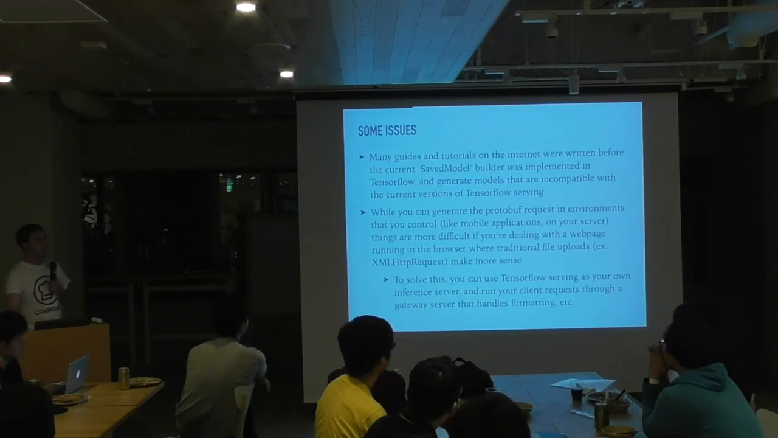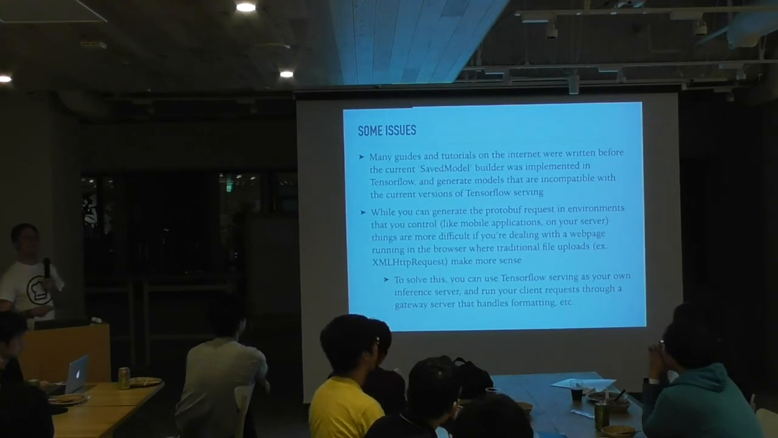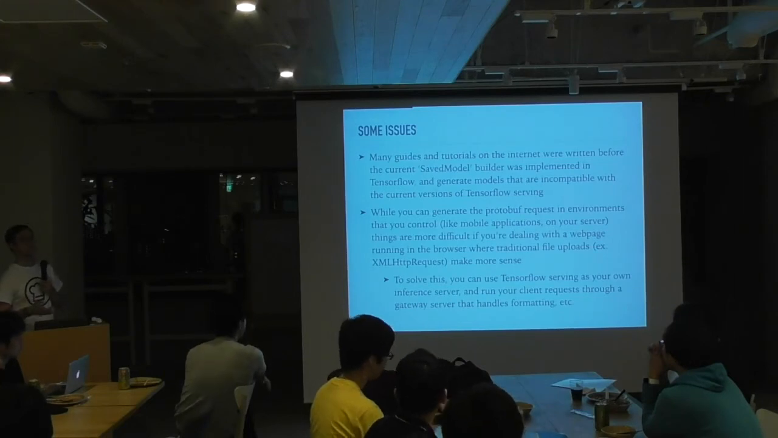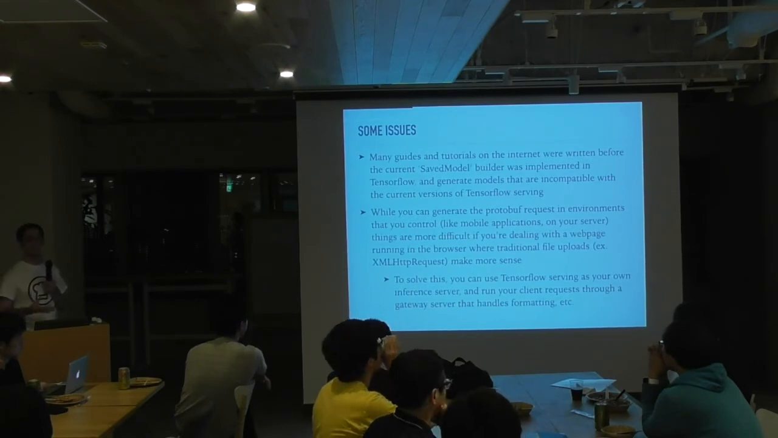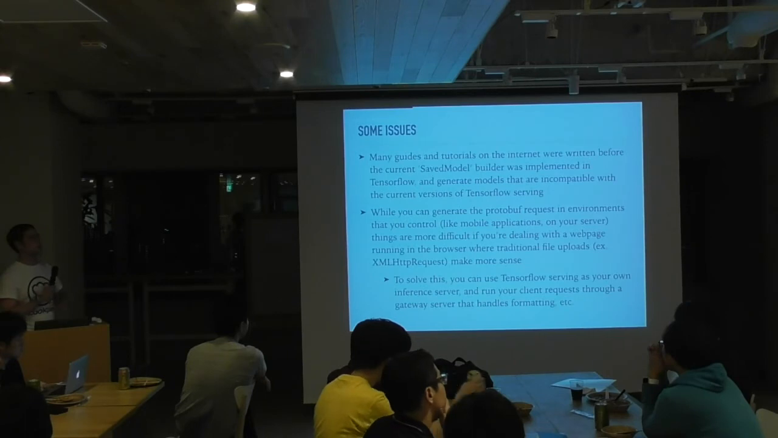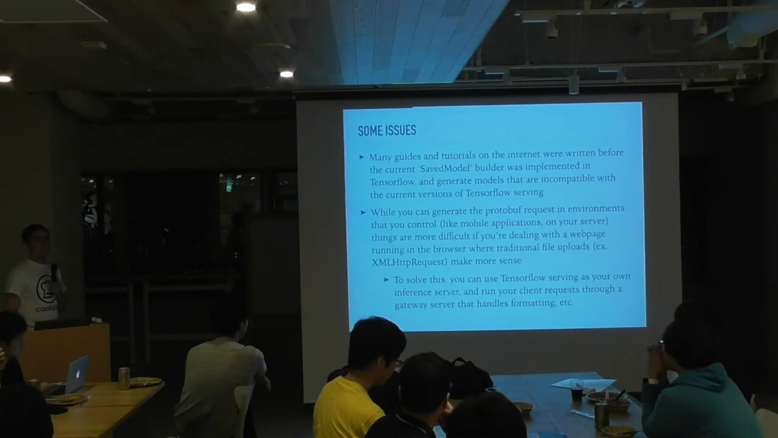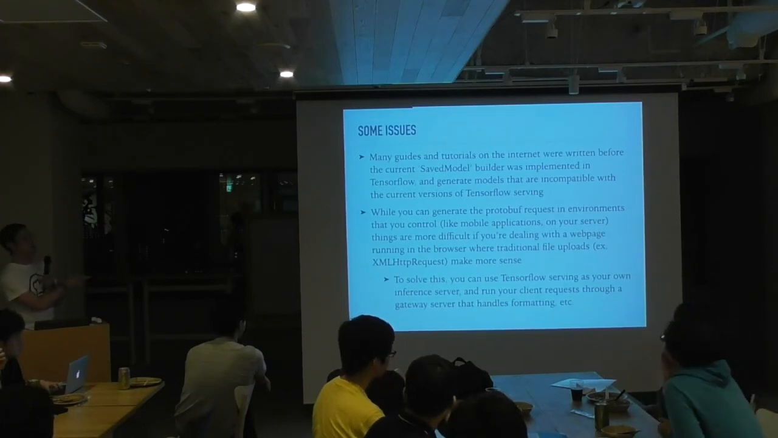The other thing that took me a little while to realize was that a lot of the documentation that wasn't produced by Google is out of date, due to the way, I believe earlier this year with TensorFlow 1.0, they changed how you save and serialize a TensorFlow model. The new API, called SavedModelBuilder, is incompatible with the old formats you used before, and the old formats are incompatible with the newest TensorFlow Serving. So any old guides won't be very helpful to you.